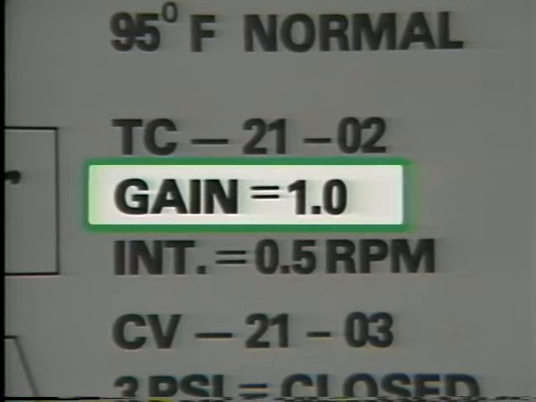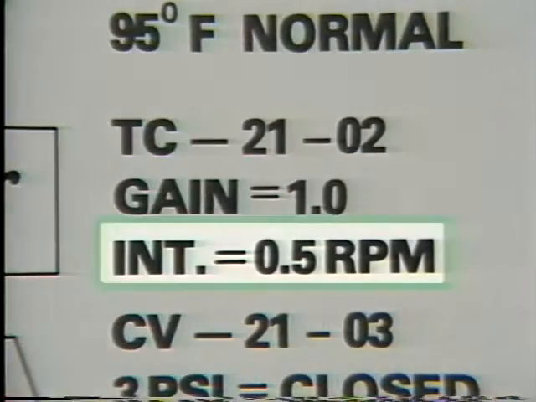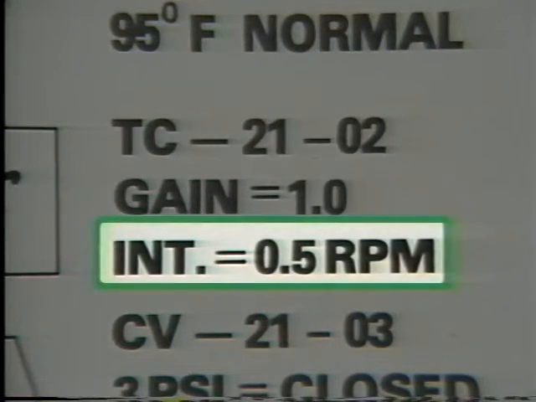A gain of 1 means that with a 1 psi input change, the controller will change its output 1 psi. The controller is also set for an integral of 0.5 repeats per minute, which means that the controller will repeat half of its proportional output every minute for as long as the temperature is away from set point.